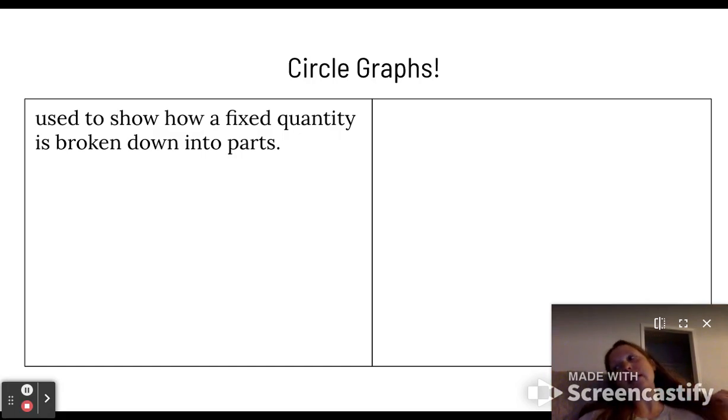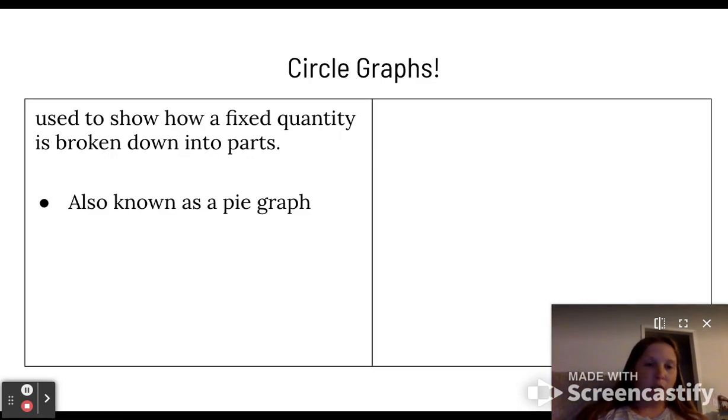So for instance, we could say our class is graded out of 100%, and I could say, okay, well, 60% of that is tests and projects. So the biggest chunk of my pie chart or my circle graph would be tests and projects. Then we have our minor assignments, which would be 25%. So that would be a 25% chunk. And then the last little chunk that's left, that 15%, would be our daily assignments.